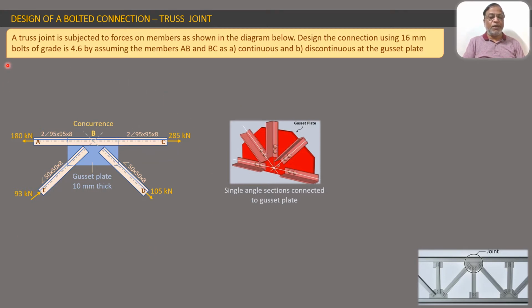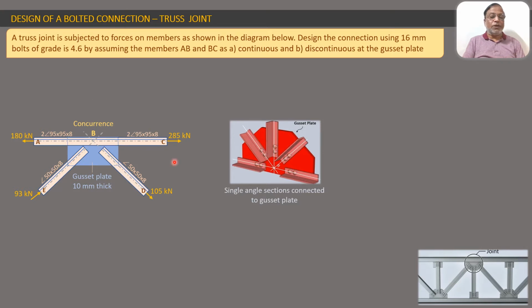This is the diagram given. Here we see another diagram, which is a picture of a real life joint of some five single angle sections connected to a gusset plate, shown in red here. So you see that this is a real life picture. Here we see that the bolts are there. All the angles are single angle members. Similarly, here also we see a picture in which we find a truss and here we find a bolted joint.